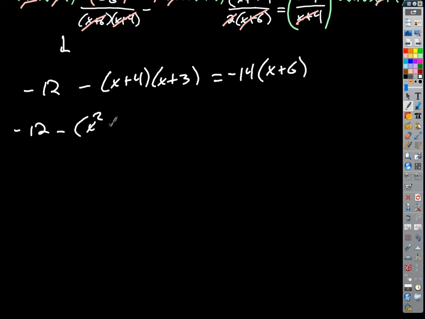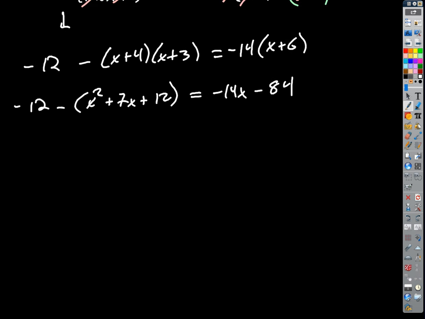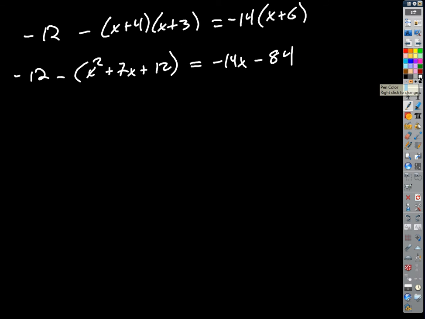x squared plus 7x plus 12 equals negative 14x minus 84, right? So then if we distribute the negative, we get negative 12 minus x squared minus 7x minus 12 equals negative 14x minus 84.